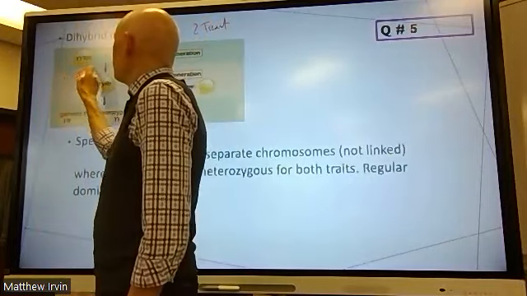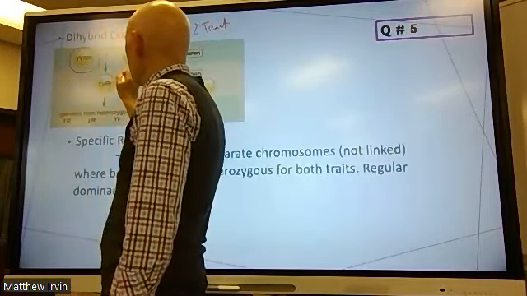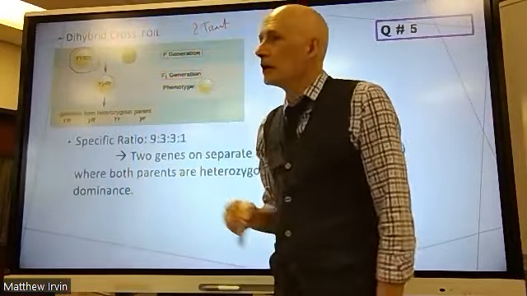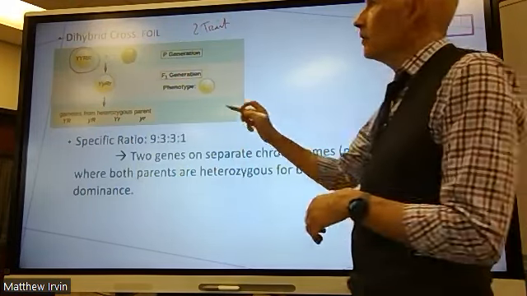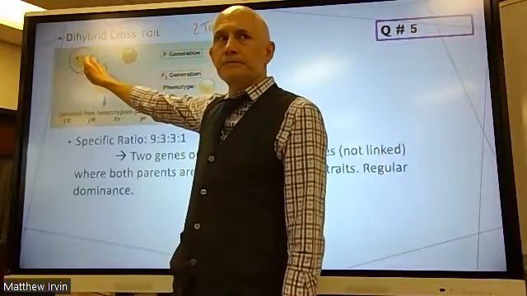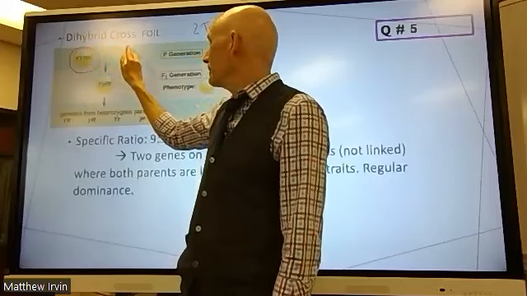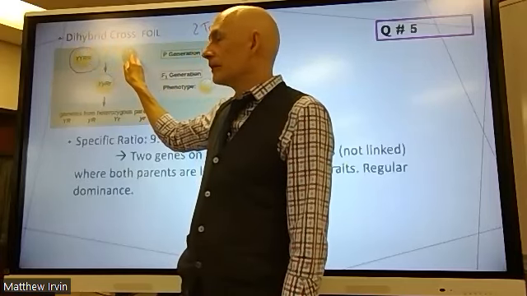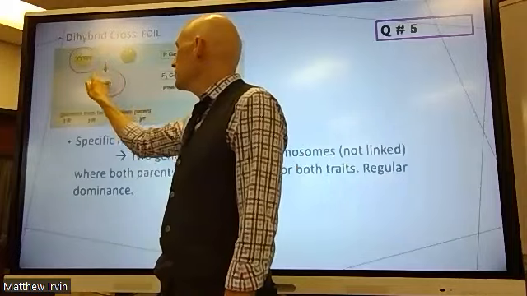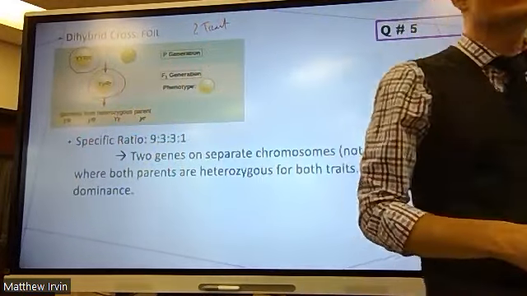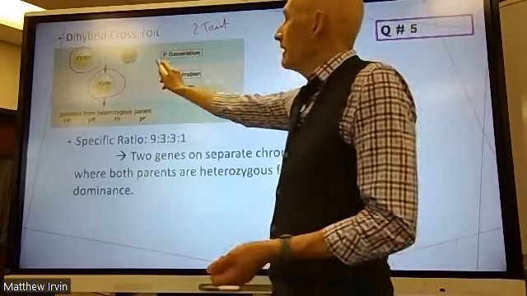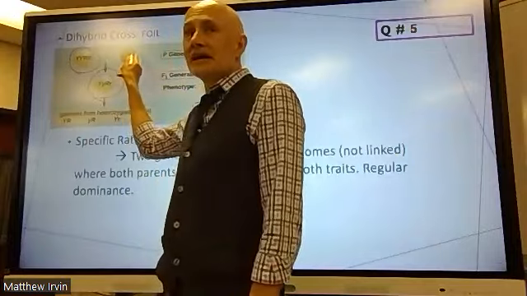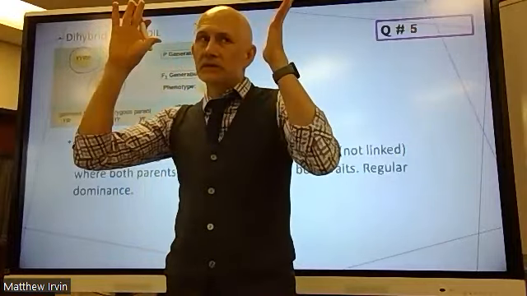So if we've got capital Y, capital Y, capital R, capital R, crossed with little y, little y, little r, little r, yellow is dominant over green, round peas over wrinkled peas. If you cross 2 of those, the only gametes that this will make is what? Capital Y, capital R. And the only gametes that this will make is little y, little r. So they cross and you get a heterozygote for both traits as the F1.